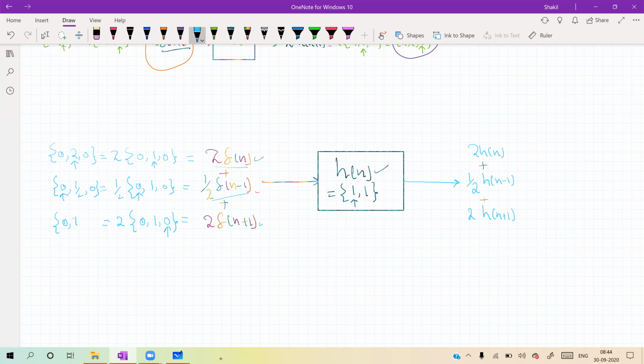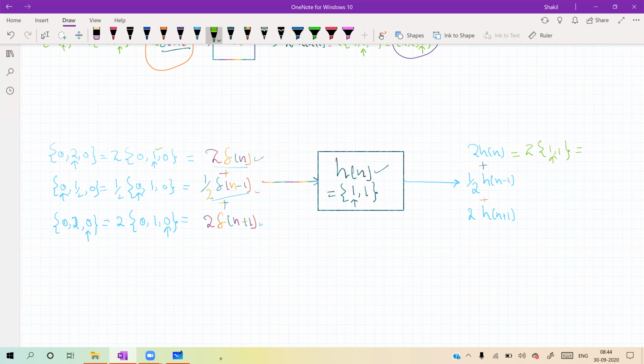No, sorry, this will be 2. Scale every sample point. This is the input. Now the output for this input is twice h of n. What's h of n? 1, 1. This means scaling every sample point by 2. So if you scale every sample point by 2, the corresponding output will be this.